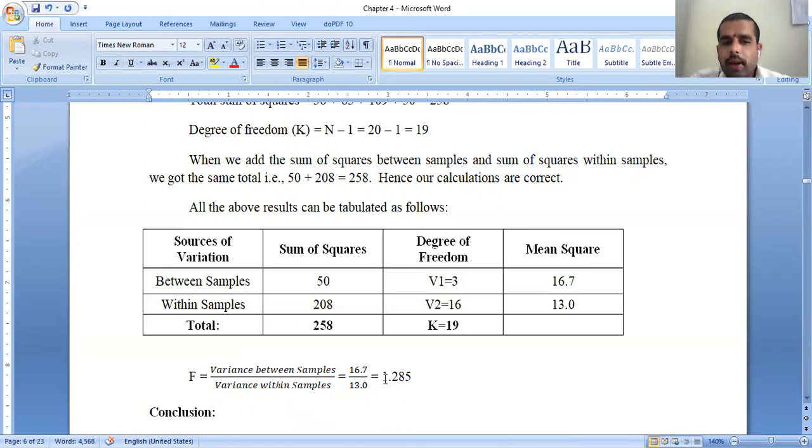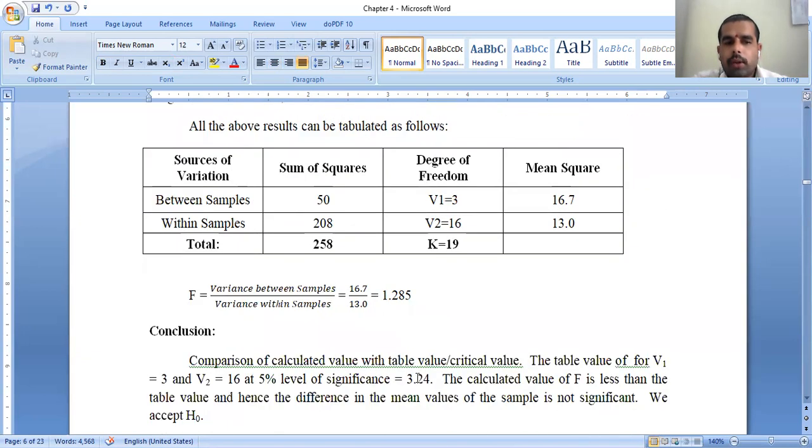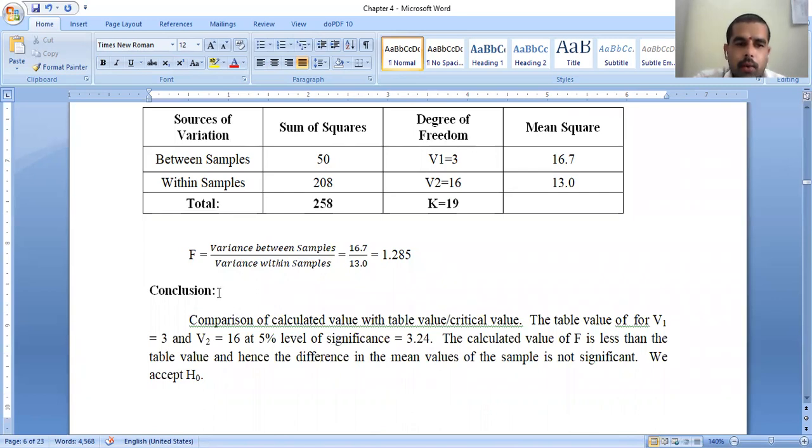This calculated value should be compared with the table value at 5% level of significance, the ANOVA 5% LOS table value. The conclusion will be written in this way. You can write a conclusion or comment. According to your convenience, you can write a comparison of the calculated value with the table value or critical value. The table value at V1 equal to 3 and V2 equal to 16 at 5% LOS is 3.24. In the critical table, this 3.24 will be there. That is the critical value.